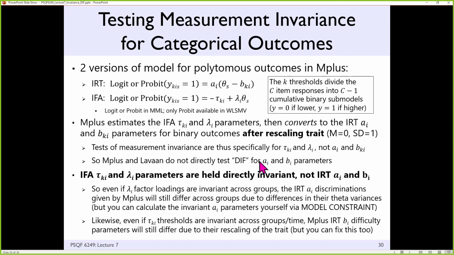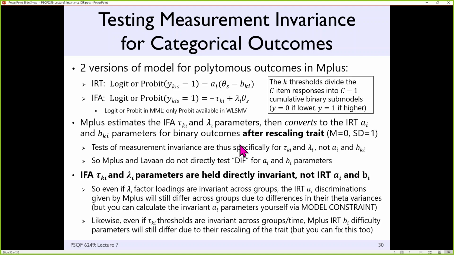So at this stage, you kind of have to just pick a lane as to whether you're going to test the A's and B's for invariance or you're going to test the loadings and thresholds, because you will not end up at the same place. I'm going to show you the loadings and thresholds.